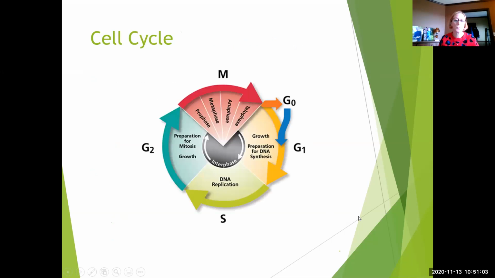So here again is the normal cell cycle. The different chemo medications that patients get determine what part of the cell cycle they work on to stop that cancerous cell growth.